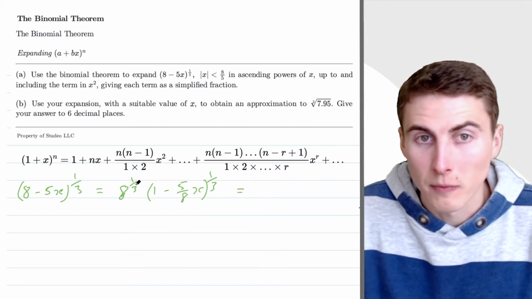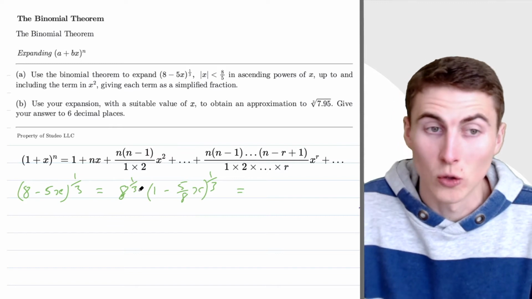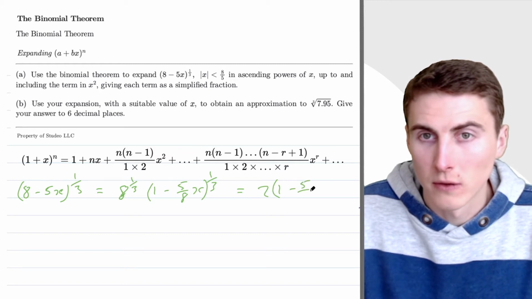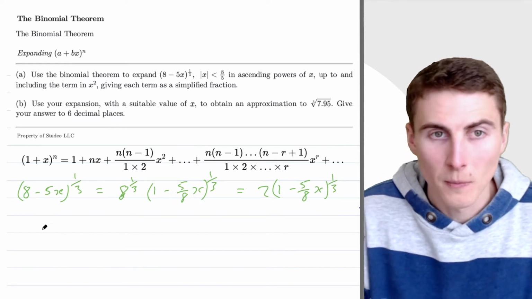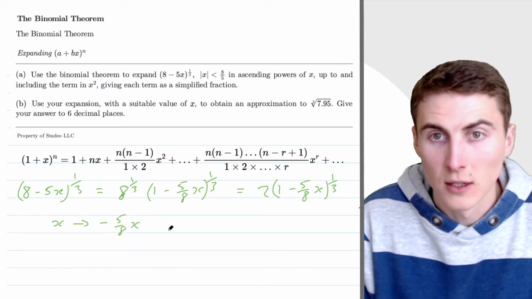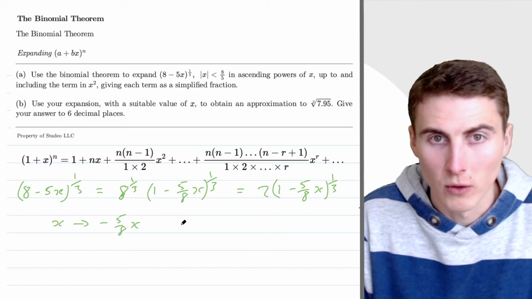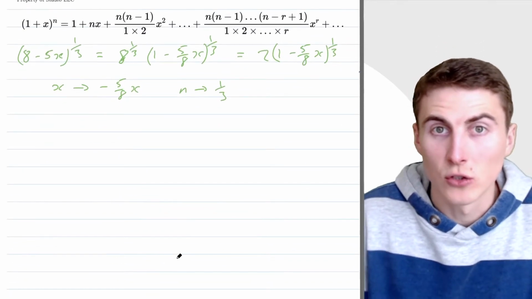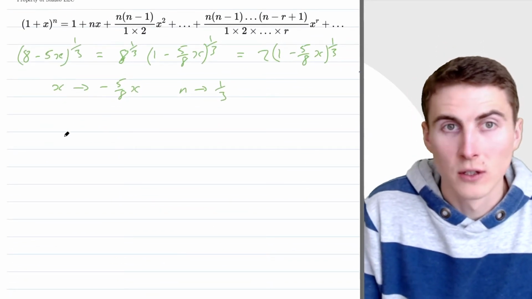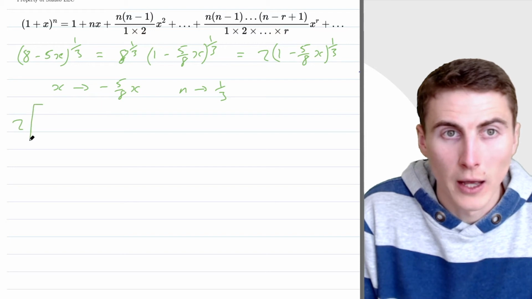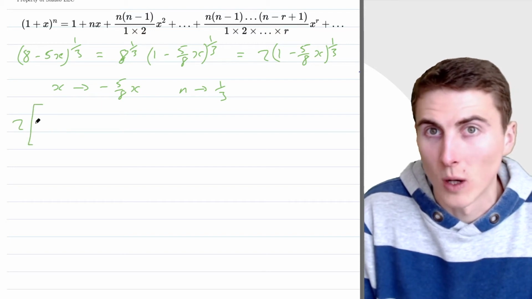And then we can simplify that a bit more because 8 to the power of a third is the cube root of 8, so that's just 2. So we get 2 sets of (1 minus 5/8 x) to the third. And that's it. So in this case, our x is our minus 5/8 x, and our n is 1/3. So now we can just use this normal expansion on this. But remember, because we've got this 2 on the outside, we're going to have to put a big 2 and expand everything within this set of square brackets.